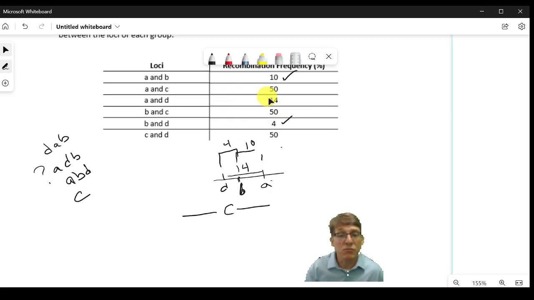This chart could be however many traits you're looking at. You just do the same thing regardless of how many traits you have, and you keep working through it until you have accounted for all of the different traits and have all of the distances between them correct. That's how you can draw a linkage map using recombination frequency.